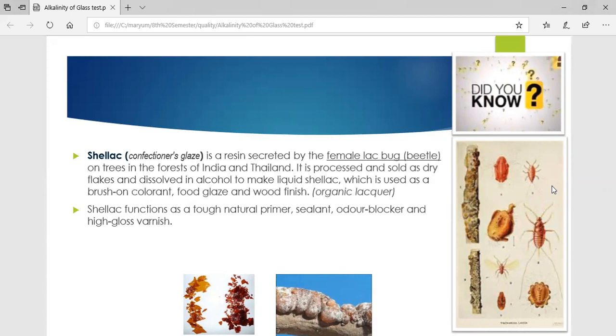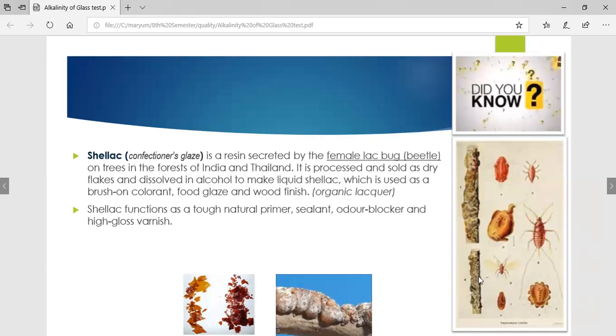It is like a shining material which protects the glass, and it's a resin that is secreted from a female lac beetle. These are the female beetles which secrete the shellac on trees in the forests of India and Thailand. The insects get processed, so we extract the shellac from it and sell it as dry flakes. These dry flakes are extracted from the female lac bug or beetle.